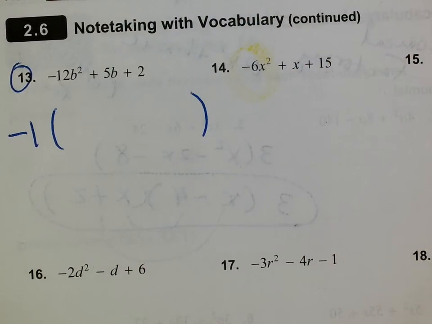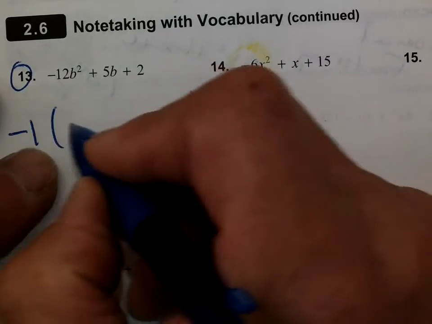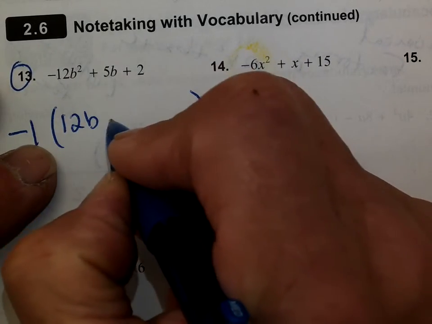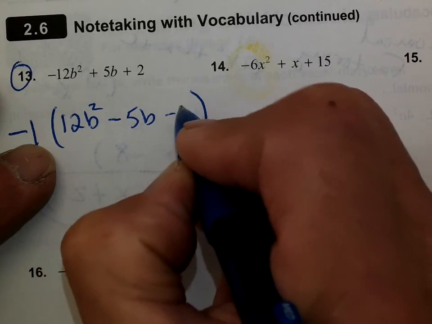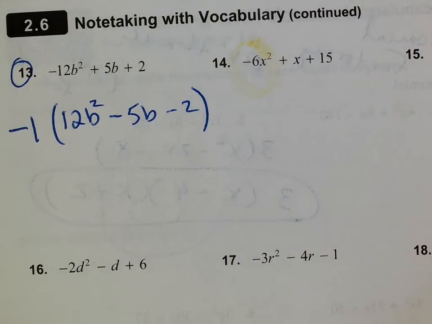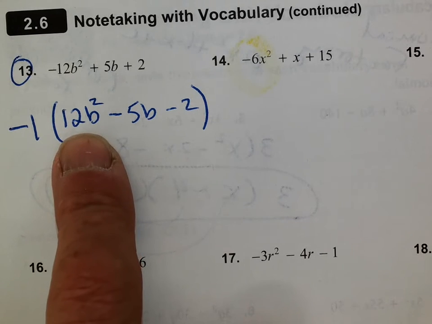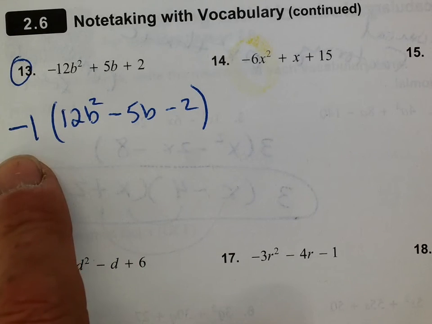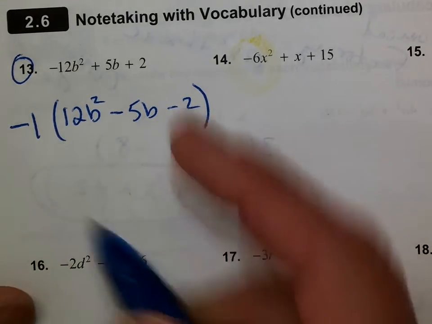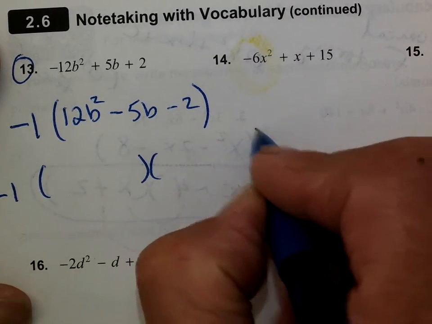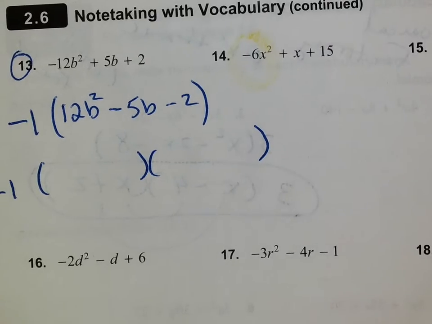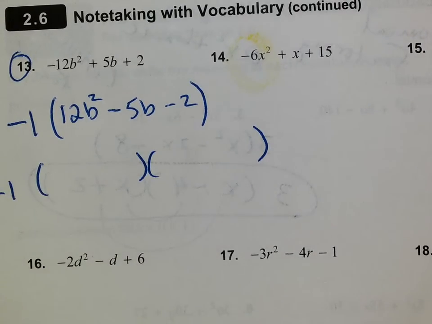So if I take out a -1, I'm going to have a positive 12b squared minus 5b minus 2. Now it makes it easier for me to factor with a positive number here. Always has been. So if I take out a -1, it's going to make it easier. So then I'm going to go -1 times, okay? All right, now, well, what times what makes 12?